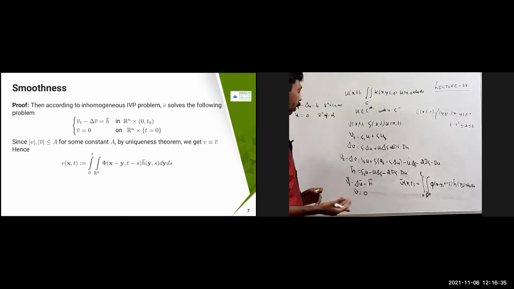Now v and v bar both are going to be bounded, because it is satisfying this mean value property and whatever principle we have defined so far. Using that, you can see that v and v bar are going to be bounded, which is going to be less than or equal to a plus some constant.